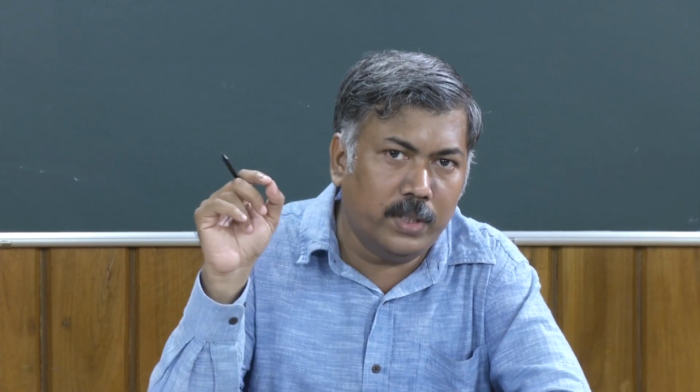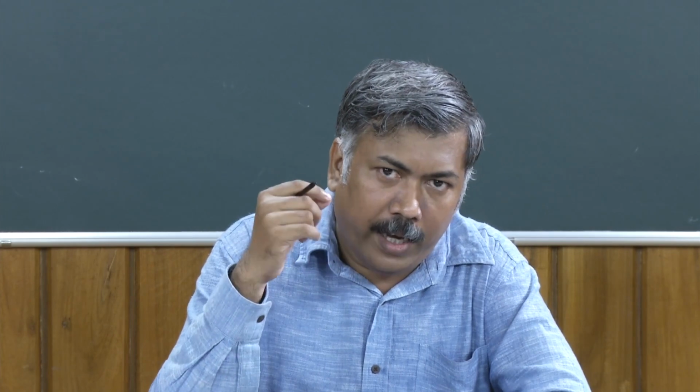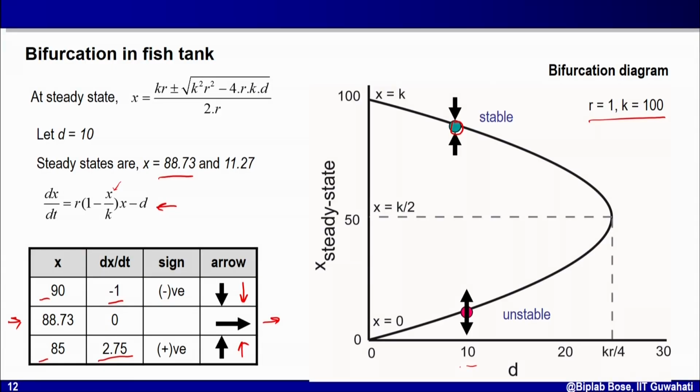But if you perturb x slightly, then from a higher value, it will again collapse at that 88.73. From a lower value of that, again, with time, it will collapse there. So this point is stable. You can try any other point along this curve up to this. You will see all points are stable steady state. So this upper curve is a stable steady state, whereas this lower one are unstable steady state.